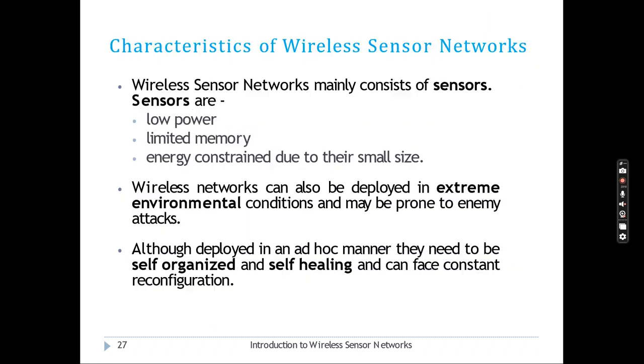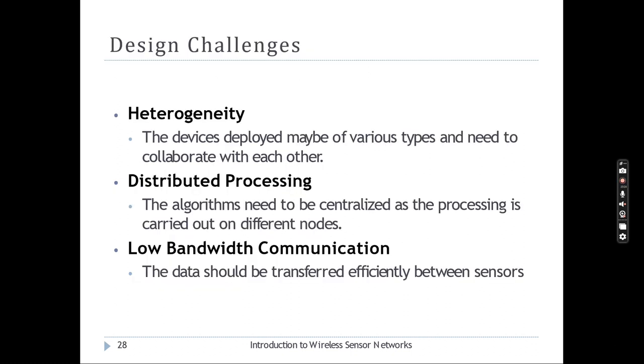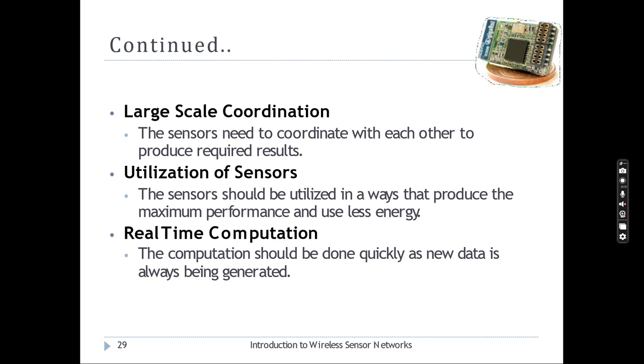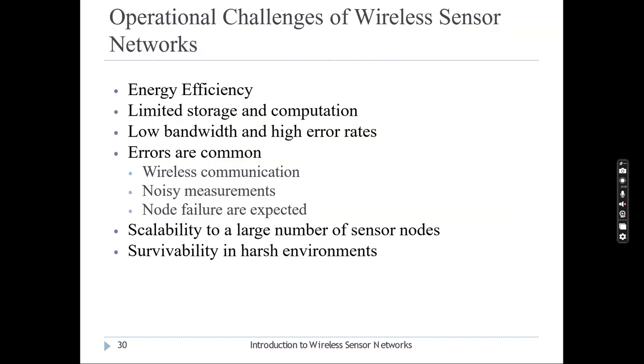So in this session we discussed the design challenges of wireless sensor networks, in which we discussed the characteristics of wireless sensor networks, in which I said that it is a constrained device, so every resource is limited. Then design challenges like heterogeneity, distributed processing, low bandwidth communication, large scale coordination, utilization of sensors, real-time computation. Then we discussed the operational challenges of wireless sensor networks, such as energy efficiency, constrained device, low bandwidth and high error rates, scalability and survivability in harsh environments. So these are all the challenges of wireless sensor networks you should consider before you start designing a new WSN system.